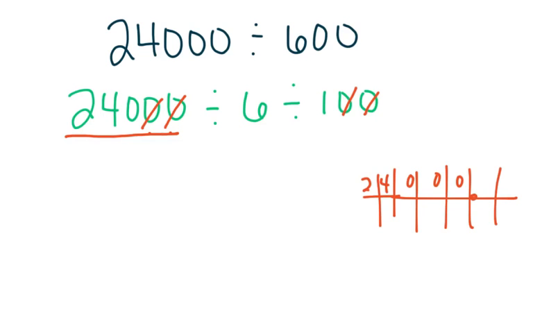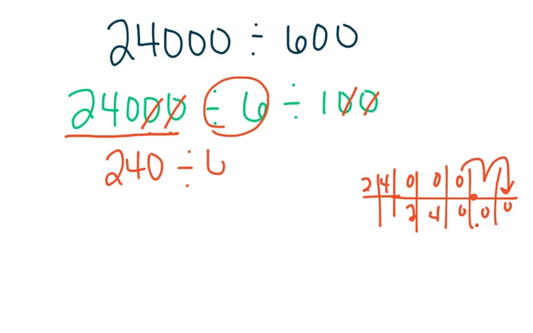When we move back 2 spots, we're left with 240 in our whole numbers. Now all I have left is 1, and since dividing by 1 gives us the same number, we can just kind of push it out of the way. Now we're ready to divide by 6.